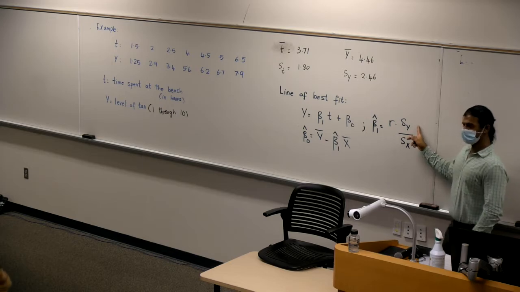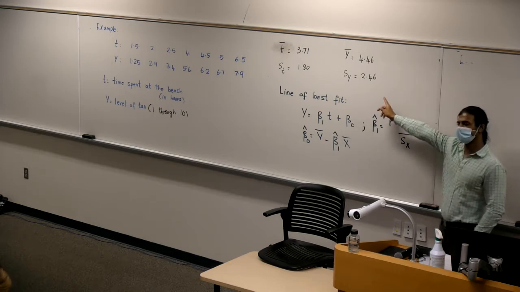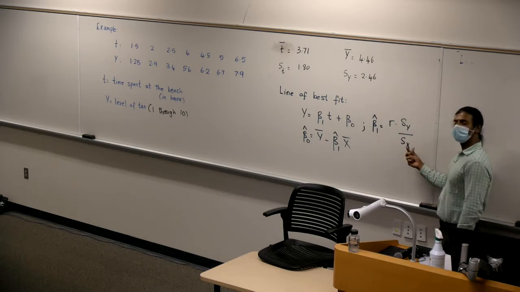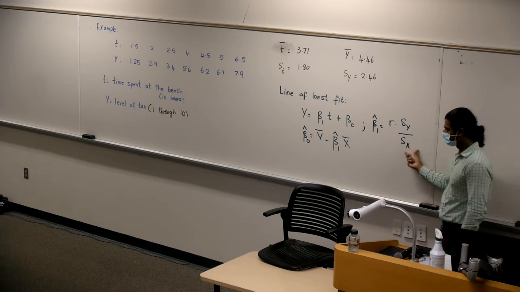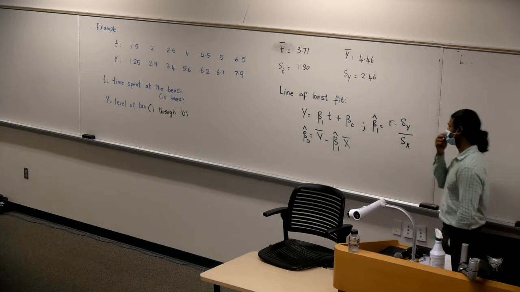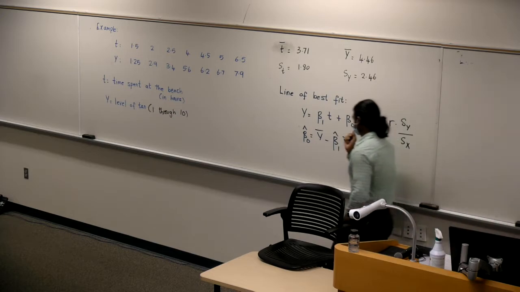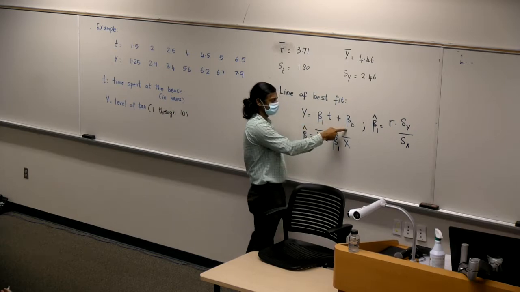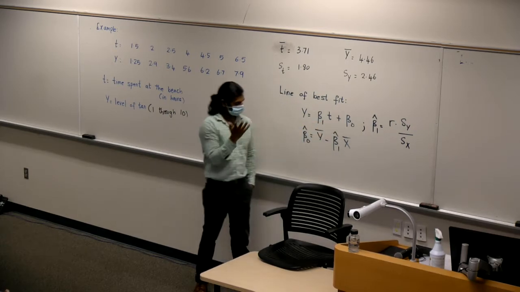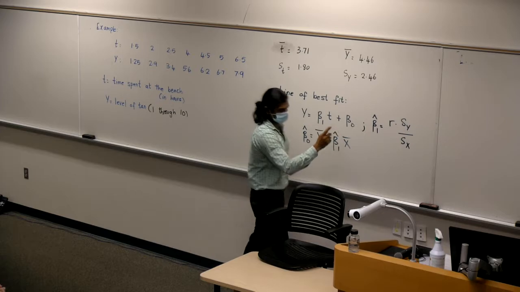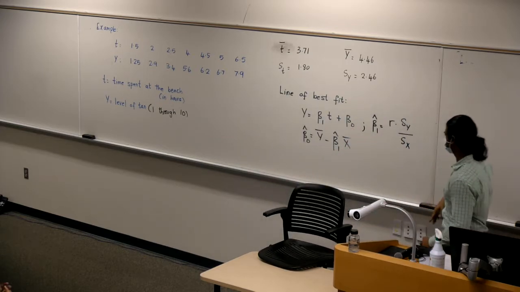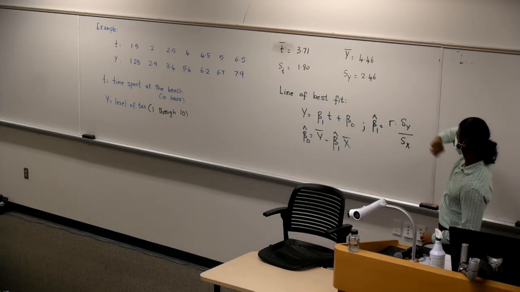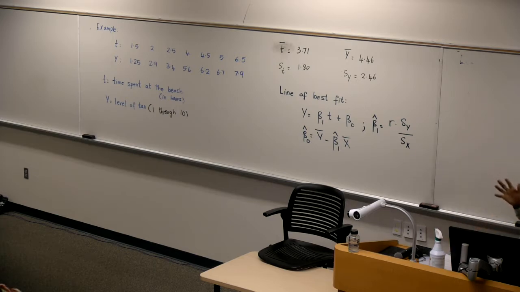So we already know SY, which is the standard deviation of the Y sample. We know SX, which is the standard deviation of the X sample. And beta naught hat and beta 1 hat are the estimators for beta naught and beta 1, which we need to find. And X bar is T bar, which we know. Y bar is 4.46. So the only thing that's standing in the way is the value R. What does R stand for?